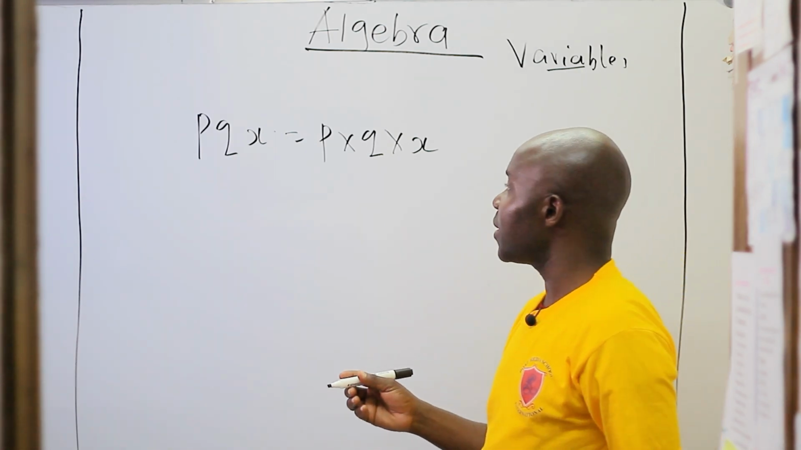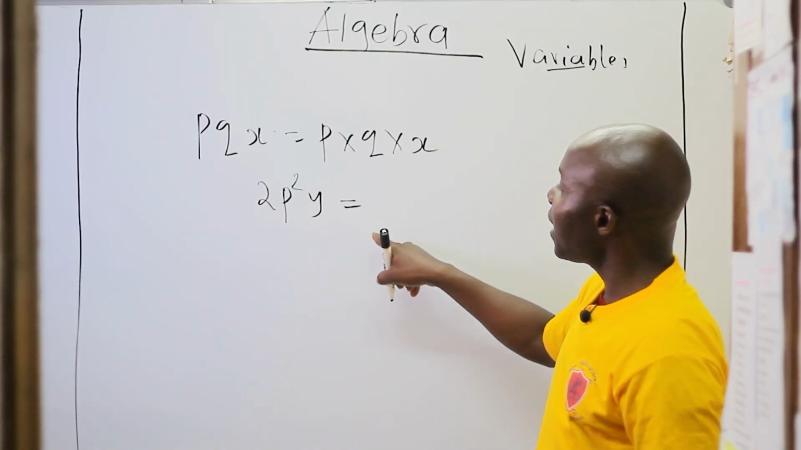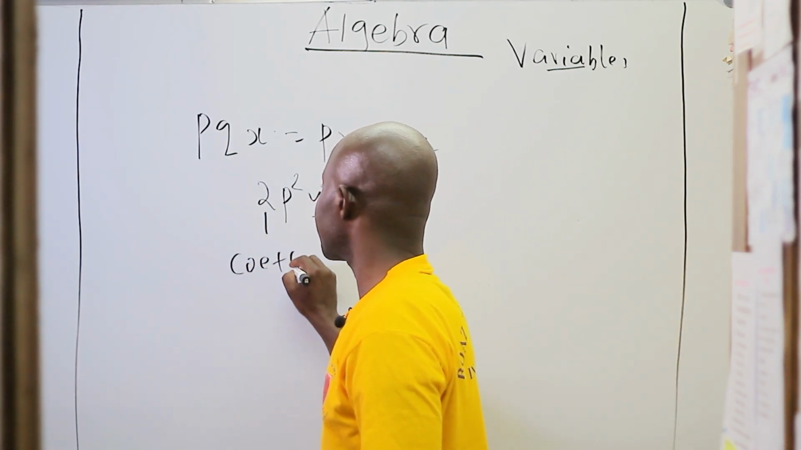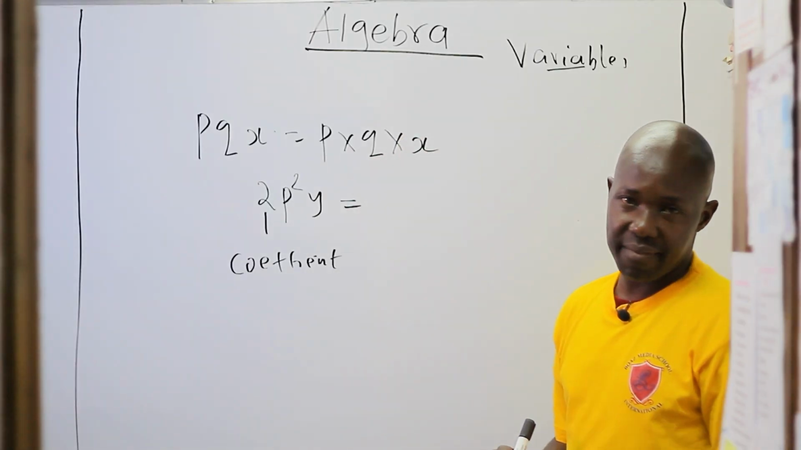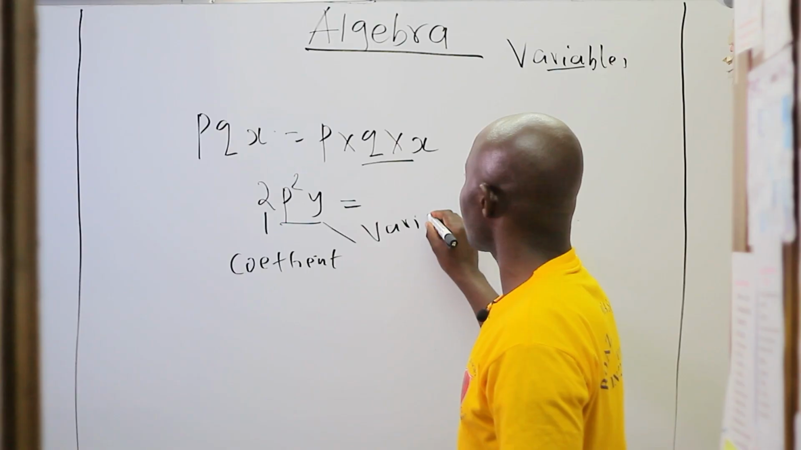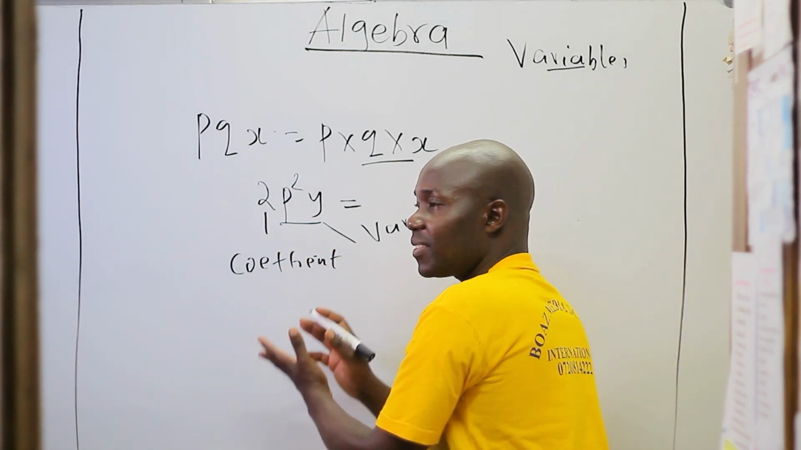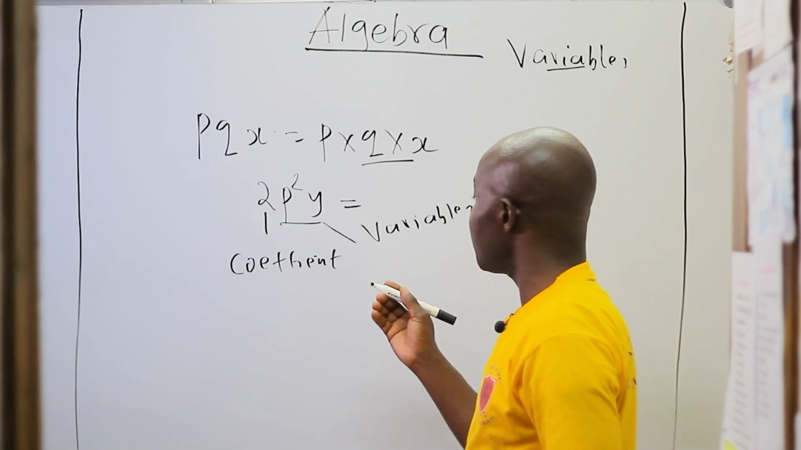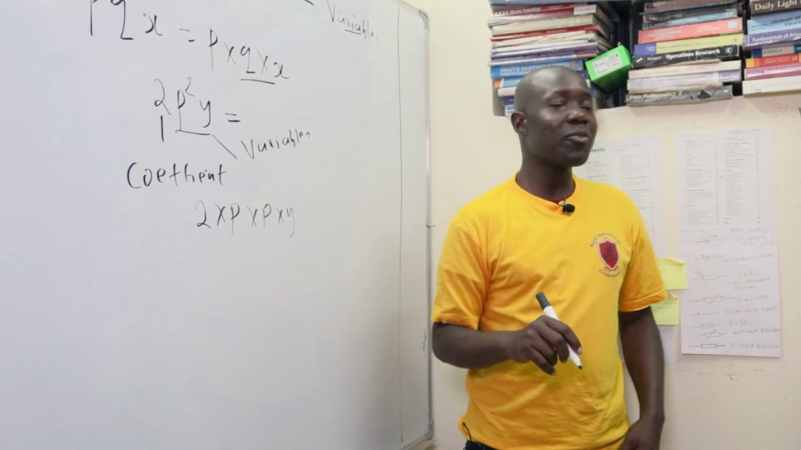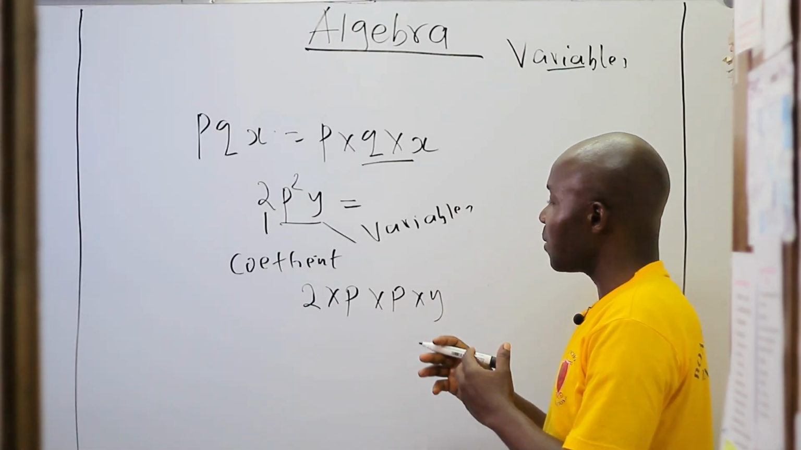You'll find a case where somebody asks you about 2p squared y. It simply means a product, where the number part we call the coefficient. Any part we have for the letters, we call the variables, because they keep on varying. The meaning of 2p squared y is simply 2 times p times p times y. Today I want to go to the very basics, not really solving any complex problem, but to show my students what we simply mean by this.